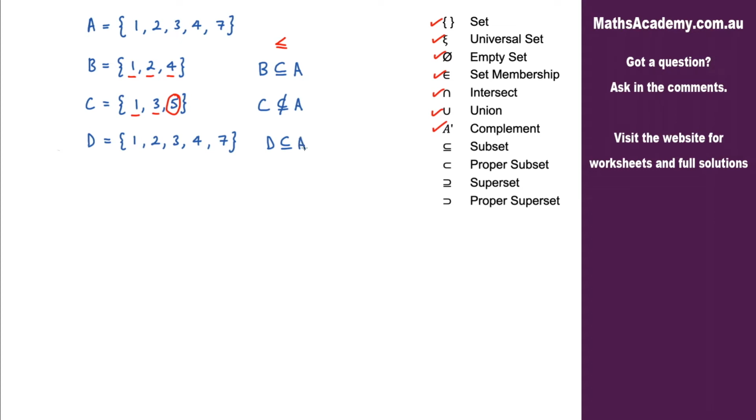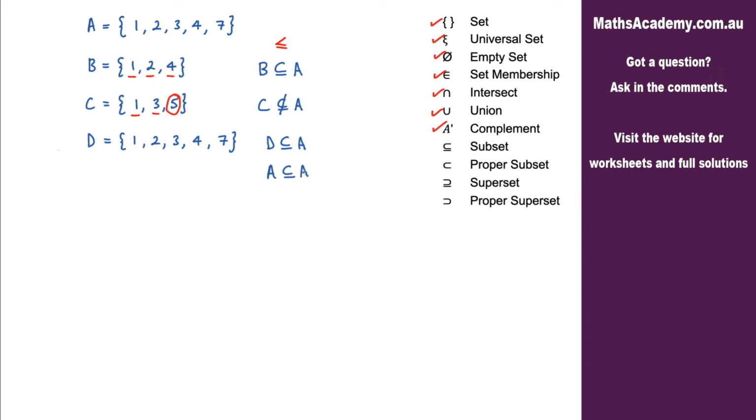This sort of raises a question. Well, if D has the same elements as A, we know that D is equal to A, and this is where this equals comes into it. So in other words, we could say that A is a subset of A. A is a subset of itself.